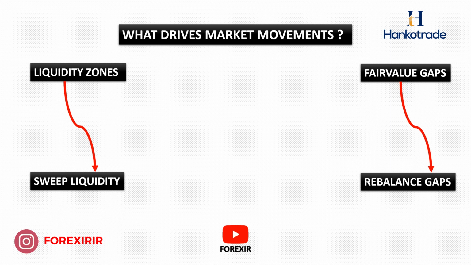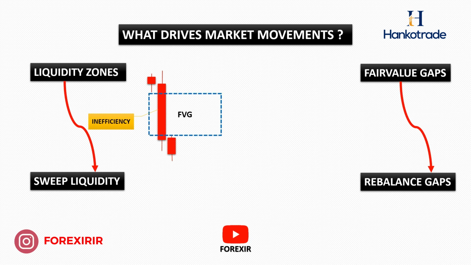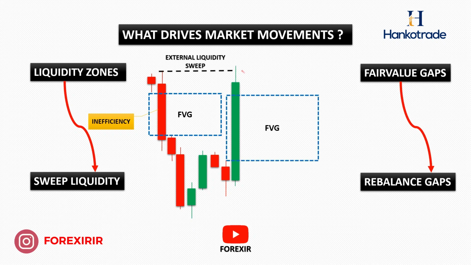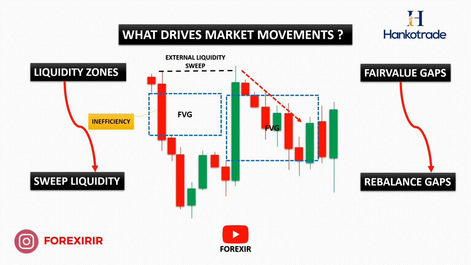2. Fair value gaps. The market consistently displays a tendency to fill and rebalance the gaps that exist within it. For instance, consider the example where the price sharply dropped, leaving a fair value gap due to inefficiency. Subsequently, the price moved back up to fill this fair value gap. It also moved upward to clear out external liquidity. Once external liquidity was swept, the price reversed back down to fill the most recent fair value gap. This cyclical pattern reflects how the market operates, with prices aiming to both clear accumulated liquidity and fill fair value gaps.